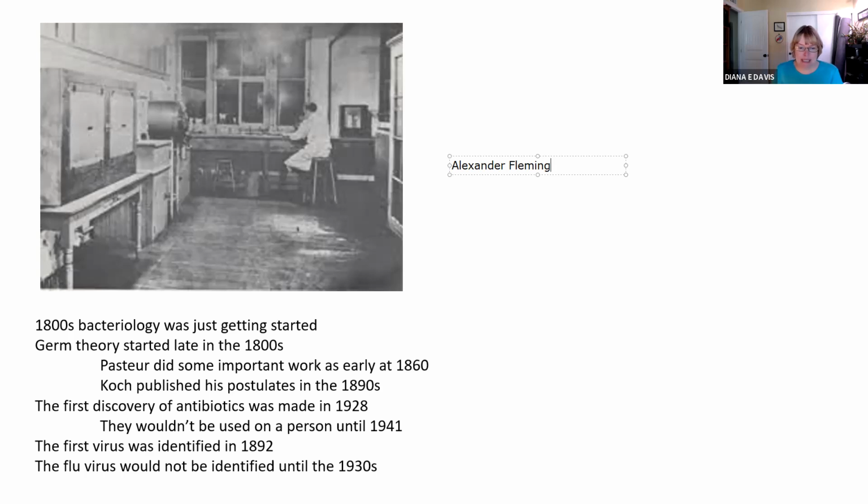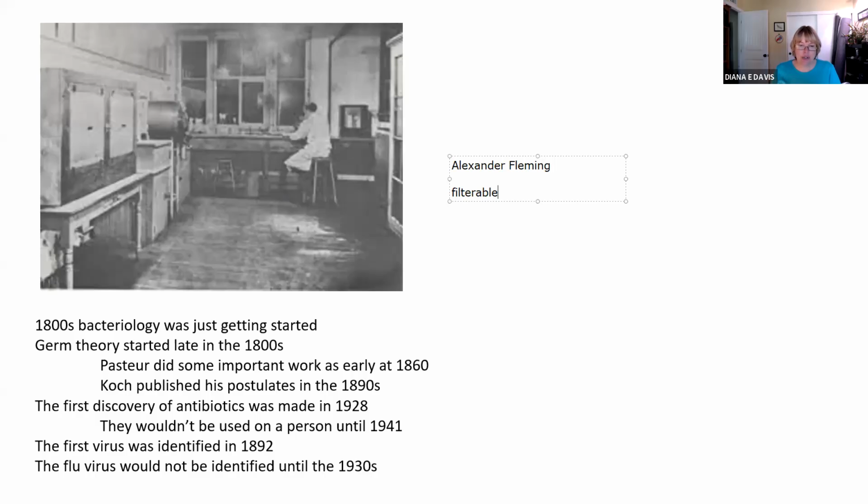The first virus wasn't identified until 1892. Viruses, it was known that they existed, but it wasn't known what they were or how different they were from bacteria. They were called filterable because they would pass through a filter that would stop bacteria. So if you poured a culture of bacteria across this filter, the bacteria would not be able to get through that filter, but the viruses could. So we knew that something existed, but we really did not understand what it was.